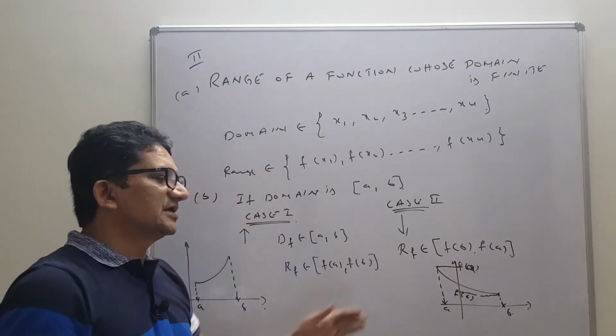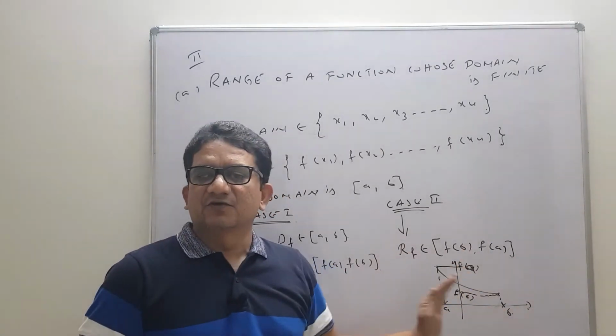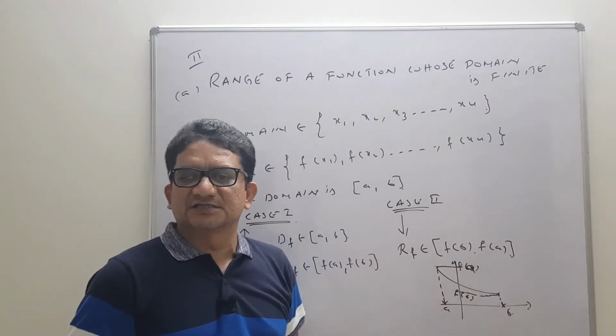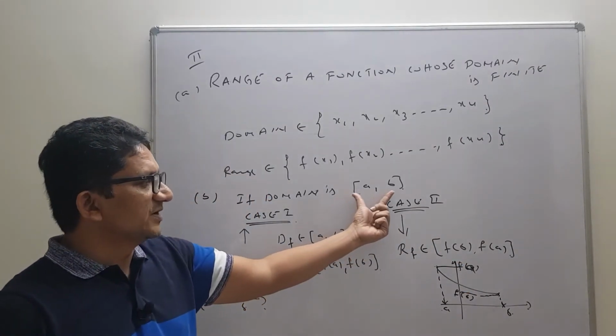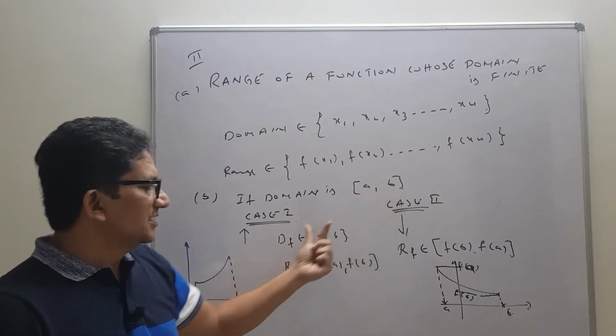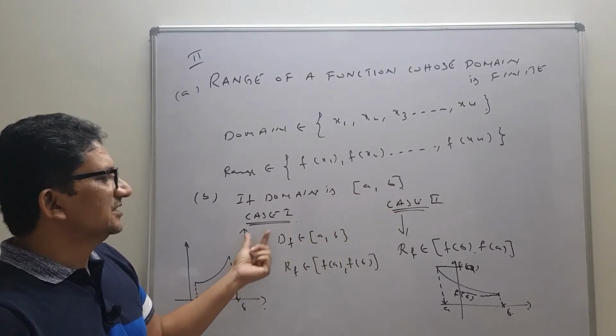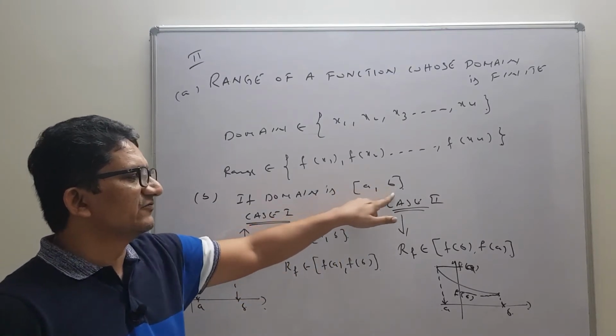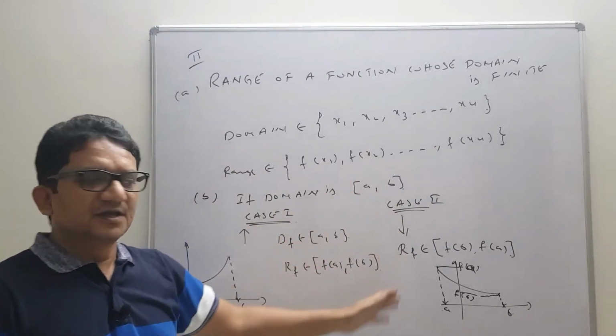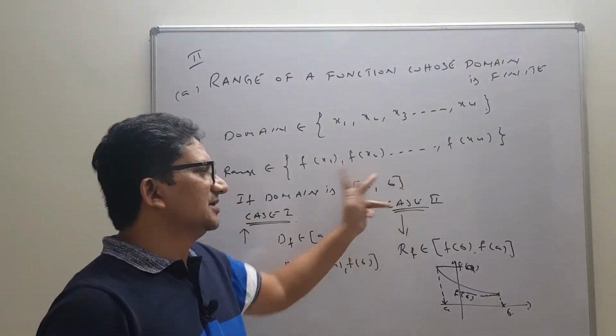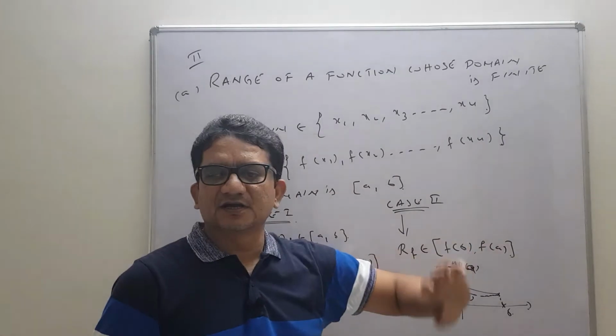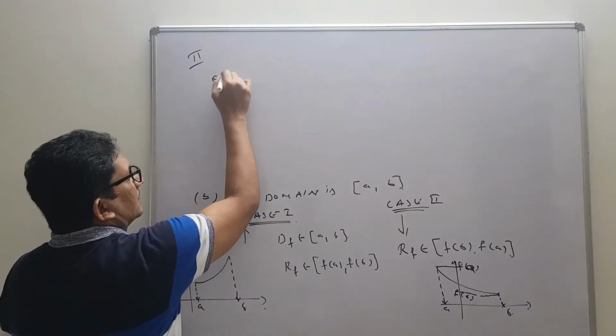So simply, instead of drawing the diagram every time, we know the basics of increasing and decreasing functions. If a function's domain is the closed interval a comma b and the function is increasing, then its range is f of a comma f of b. Same way, if the function is decreasing, then reverse: f of b comma f of a.